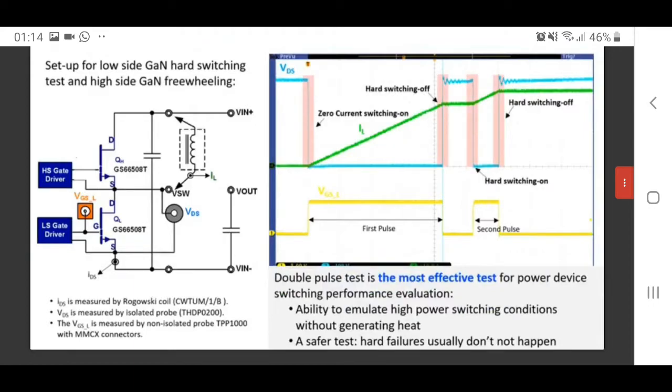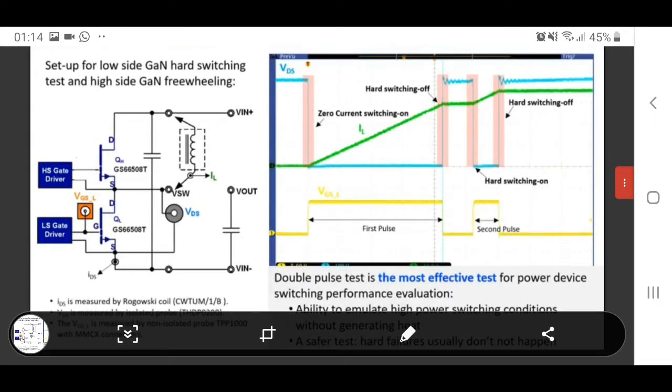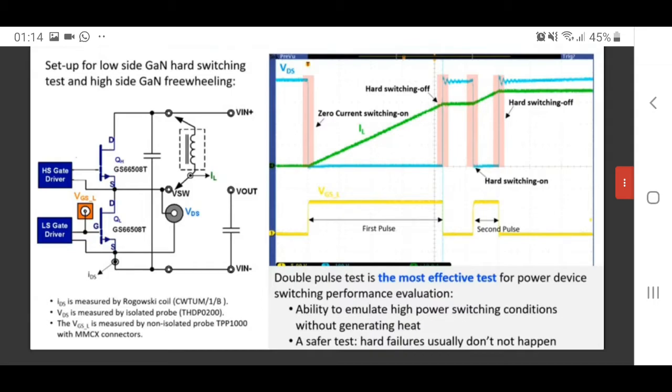The double pulse test setup will be employed to verify the switching performance of the power stage. The test setup is on the figure left. An inductor will be in parallel with a high side device, which is normally off, and two pulses will be applied to the low side device. By doing this, any high power conditions can be emulated by this circuit. Because no heat is really generated, the maximum switching current will not be limited, like in a continuous test. This is also a safer test. Usually hot failures will not happen.